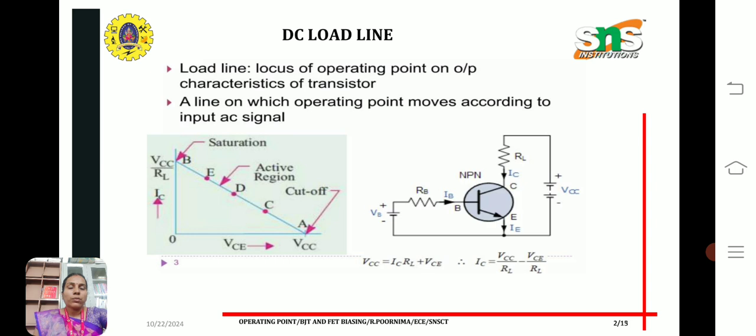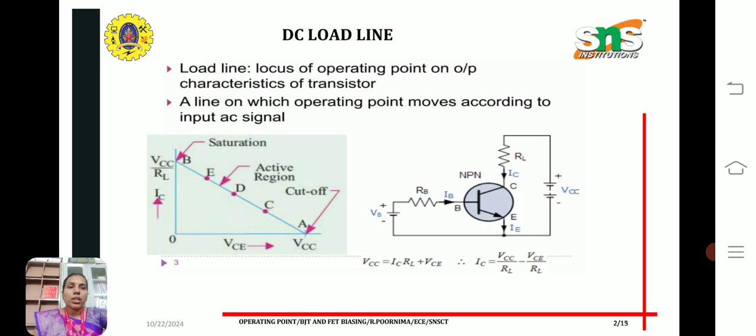To understand the operating point, the load line is the locus of the operating point on the output characteristics of the transistor. So, what is the output characteristic? It is the graph drawn between the collector current and collector to emitter voltage, as shown in this first diagram, which denotes the output characteristics. And a line on which the operating point moves according to the input AC signal is the load line.